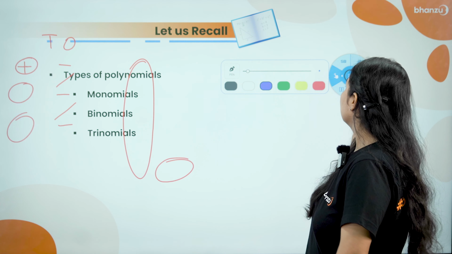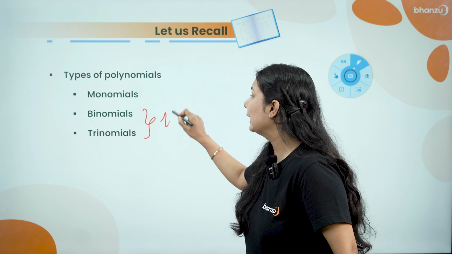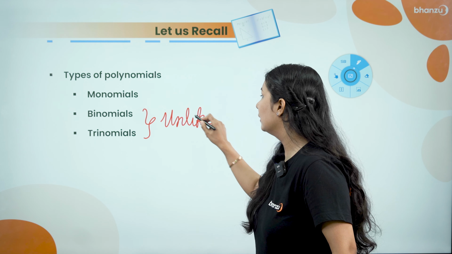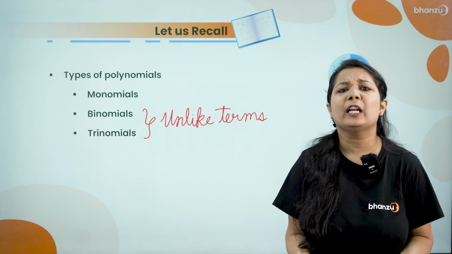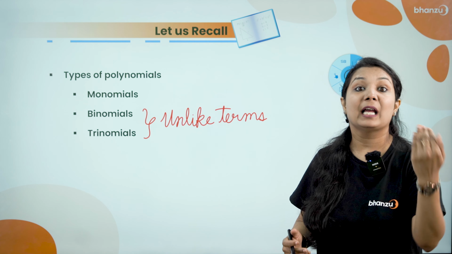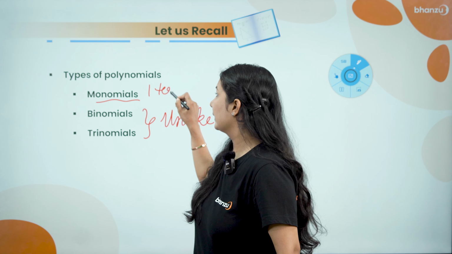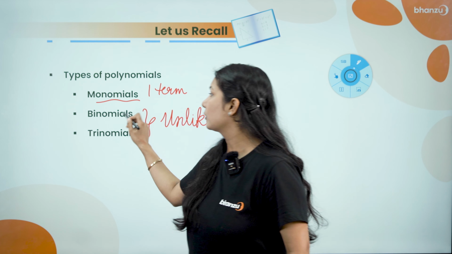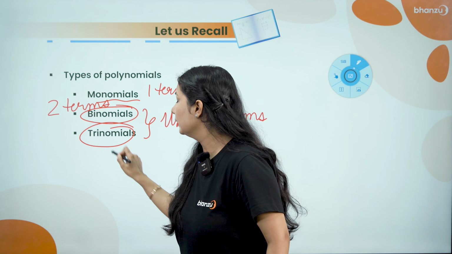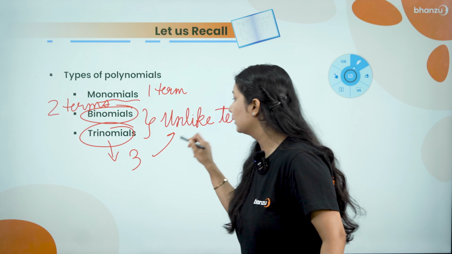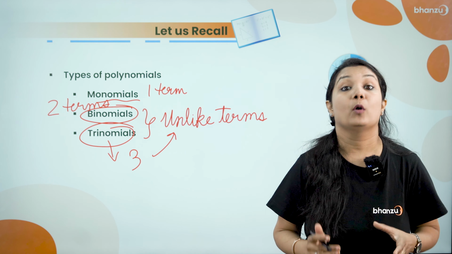Do you all remember that in these cases we have discussed that they should be made up of unlike terms, because if they are made up of like terms they cannot be considered as binomial or trinomial, because they will be combined and they will be having fewer terms then. So monomial is for a one term expression, binomial is for two unlike terms and trinomial is for three unlike terms. Got it? So this is how we have discussed polynomials.